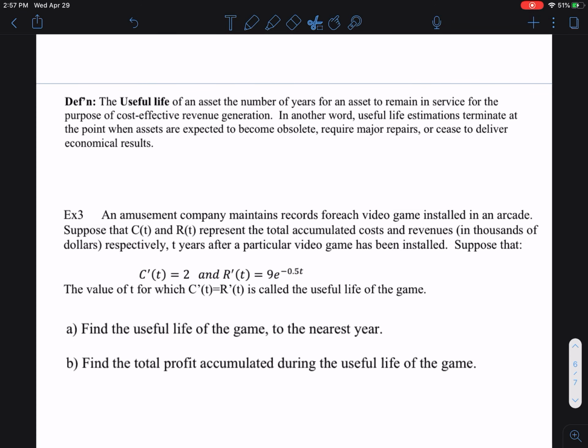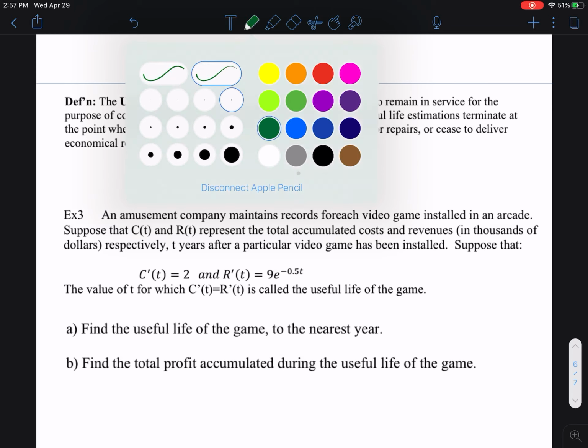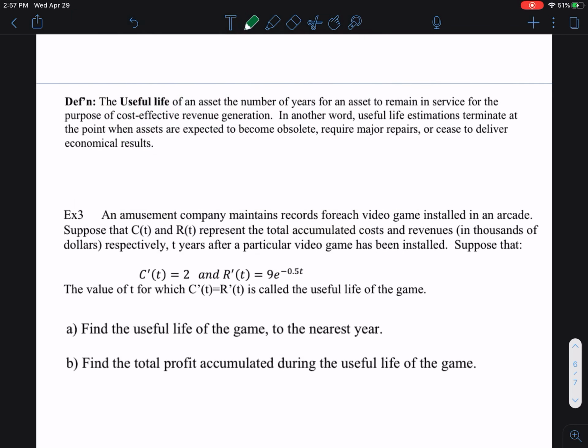Alright guys, welcome back. This is the last video I'm going to make for lesson 5.5. I'm going to go over an example of an application of definite integrals. There's a lot more coming up in chapter 6, but in this lesson, the example we're going to look at is called useful life of an asset.